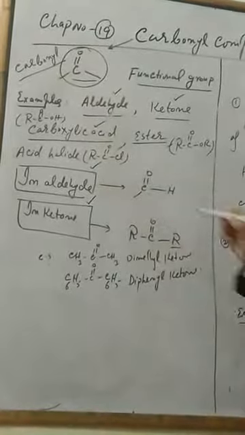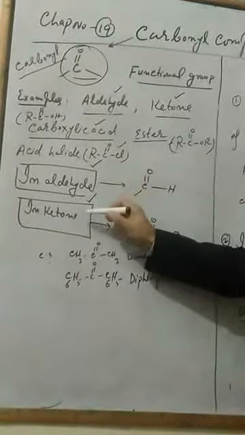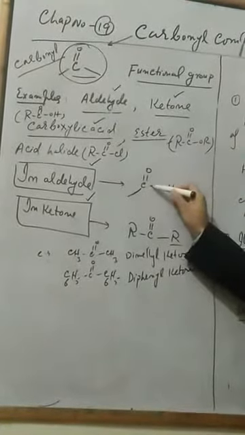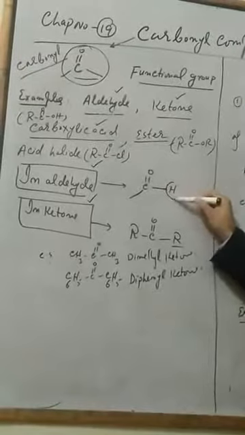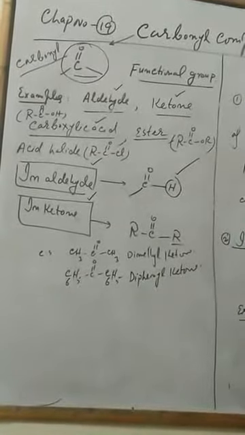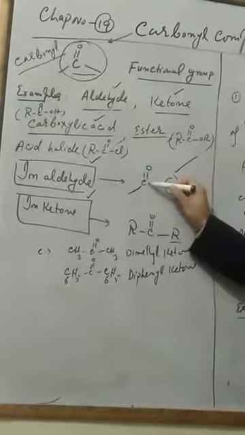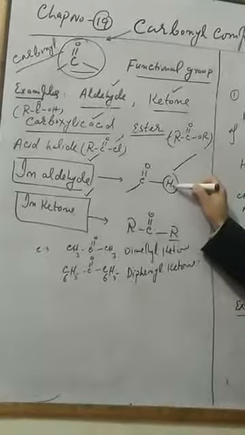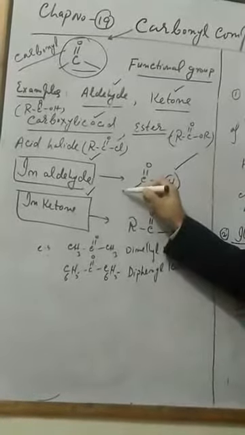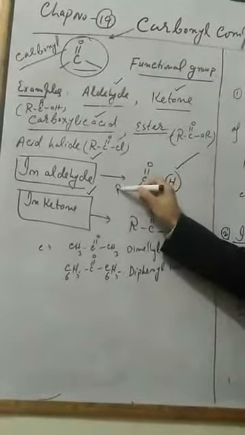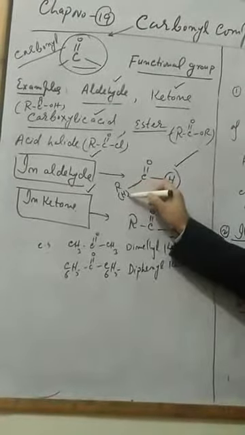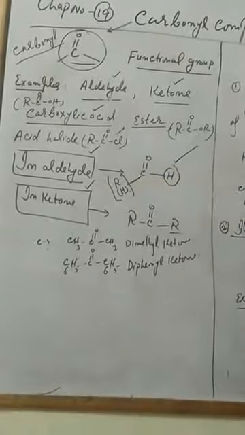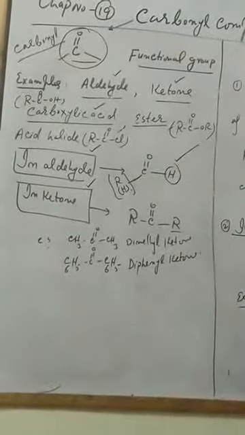But how will we differentiate an aldehyde from a ketone? In an aldehyde, the carbonyl carbon must be attached on one side with a hydrogen. Remember, it must be attached on one side with hydrogen. No matter what is on the other side, we may have a carbon atom or a hydrogen, but it is a must that there is one hydrogen on one side.